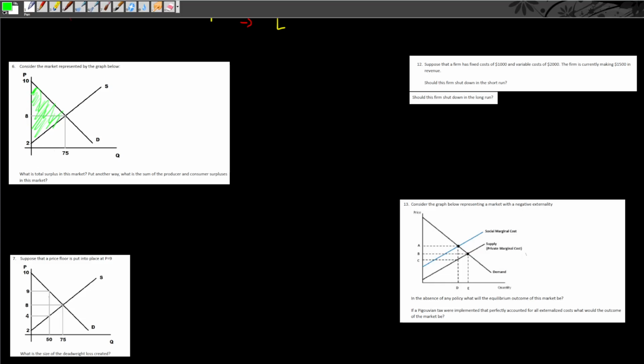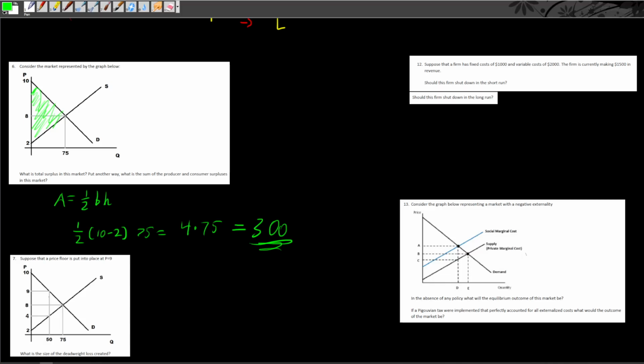So we'll take this as the base. Just remember the area is equal to 1/2 base times the height. So we'll do 1/2 the base, which is 10 minus 2, times the height, which is 75. And so 10 minus 2 is 8. We can go ahead and multiply that by the half to get 4 times 75. And so 4 times 75 is, I believe, 300. So that's the total surplus in this market.